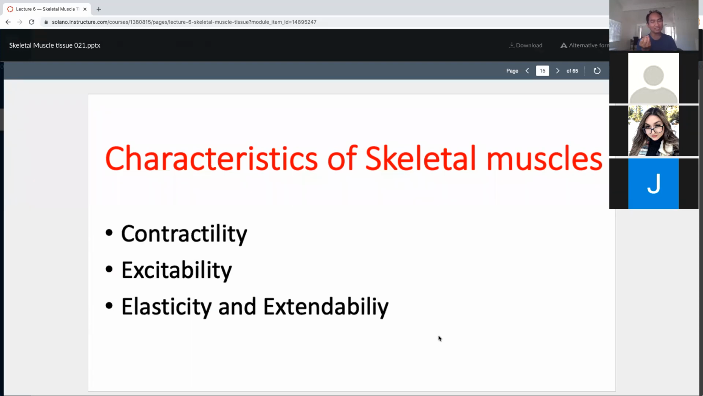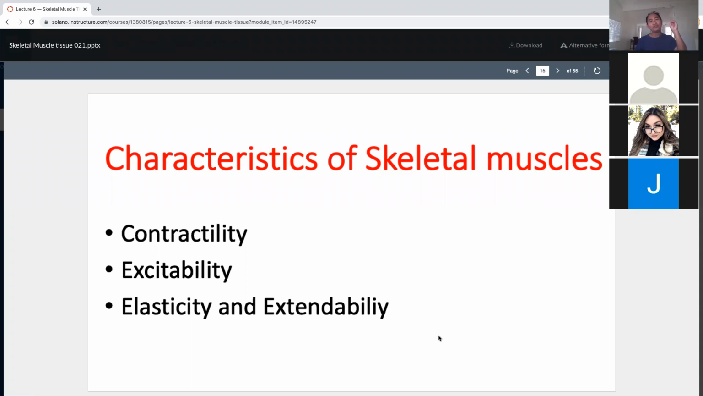Excitability: you can excite it with a chemical or an electrode. Elasticity: it can be stretched and go back to its normal position. And extendability: you can stretch it and it will go back to normal. So why are these properties important?